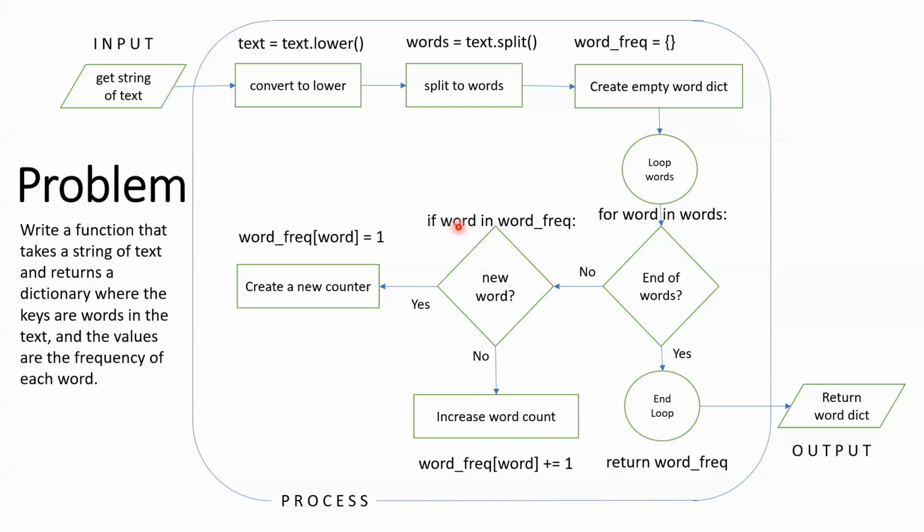Now we check whether the word is a new word: if word in word_frequency, the dictionary. Python has the unique in operator, which is very easy compared to other programming languages where we need extra work. So if word in word_frequency, we access the dictionary using that word and add plus equal one, adding one to that count. Otherwise we assign one.